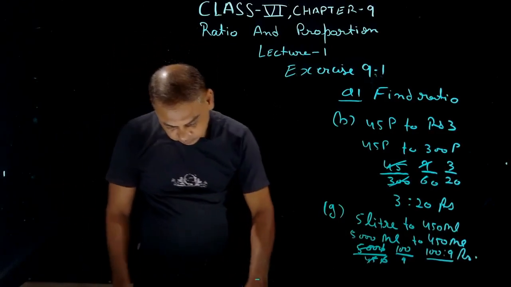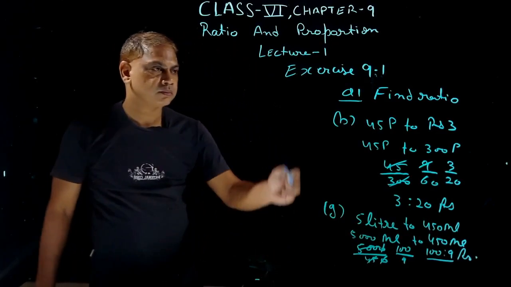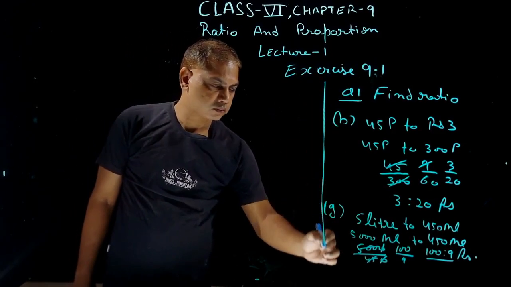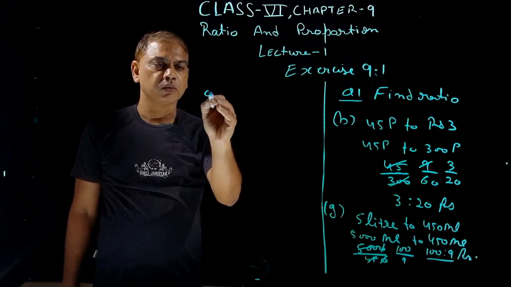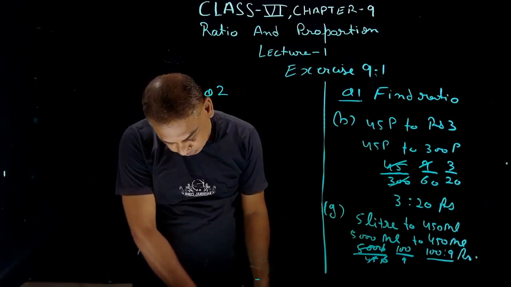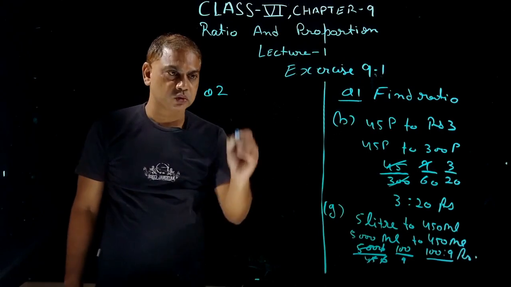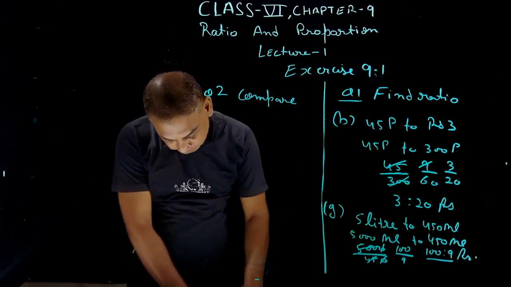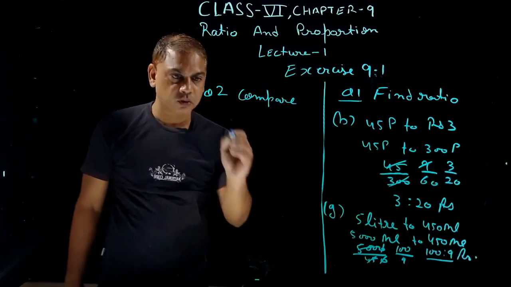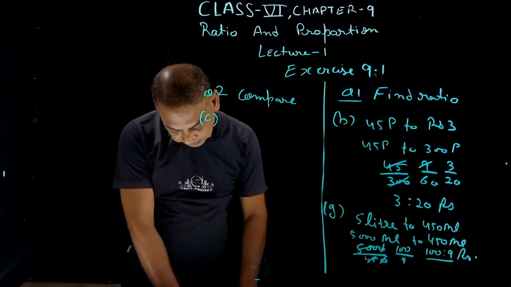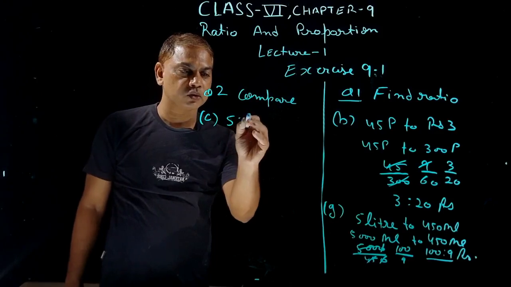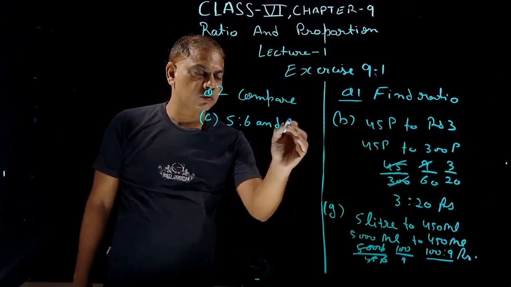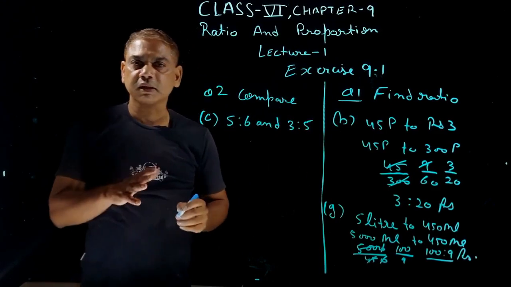Clear? Good. Now come to question number 2. Question number 2 is compare each of the following pair of ratios. You have to compare, student. One part I am doing for you. I will do the C part for you. C part is 5:6 and 3:5. This is the question.